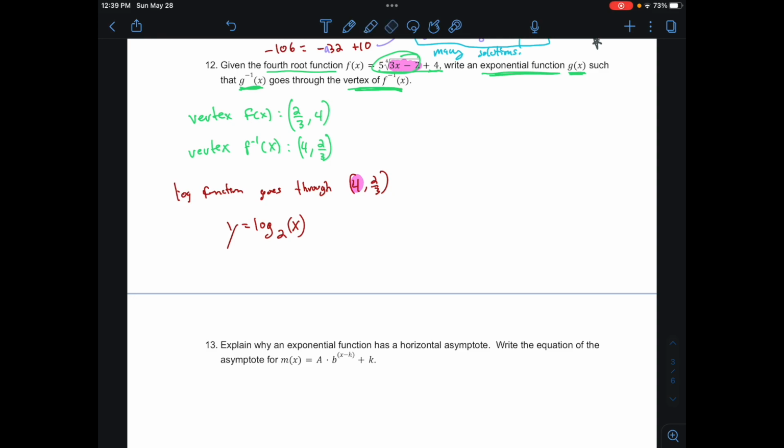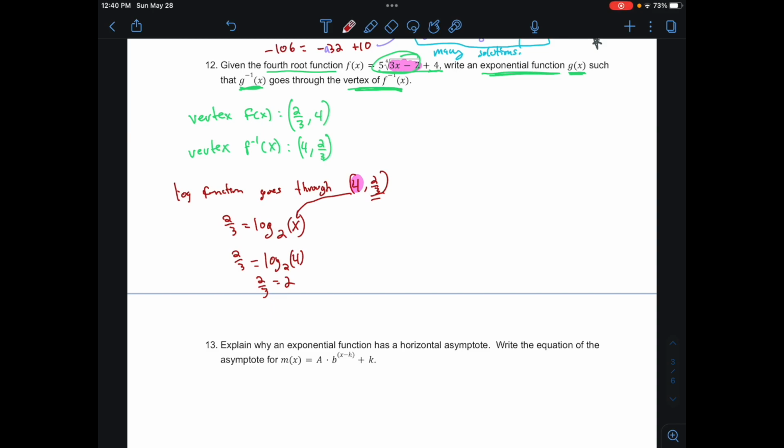Hang on a second. That's not exactly what we want to do. I need to write an exponential function so that g inverse x goes through the vertex of... Oh yeah, no, we're good. Don't listen to me. Doing too much math in a row.